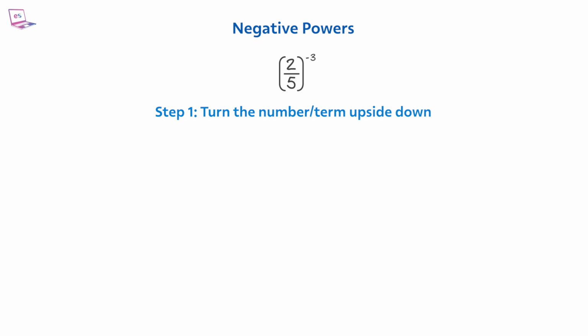Step 1. Turn the number or term upside down. Step 2. Make the power positive. First, flip the fraction upside down. When you flip the fraction 2/5, it becomes 5/2. Next, make the negative power of -3 a positive power of +3.